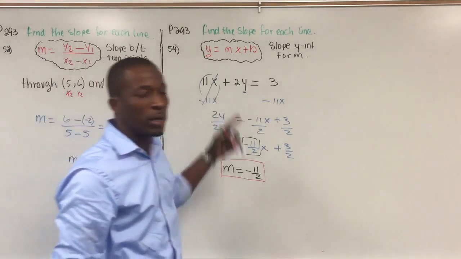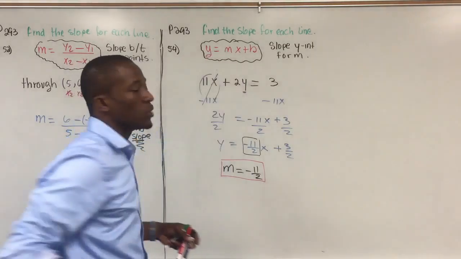finding the slope between 2 points and finding the slope given an equation. This is how you go about doing it. Just solve for y using y equals mx plus b.